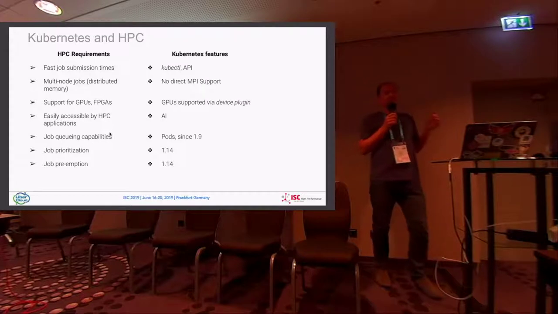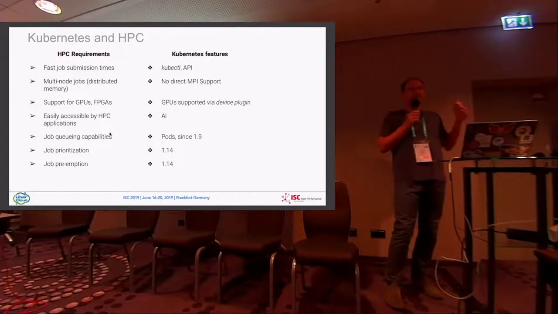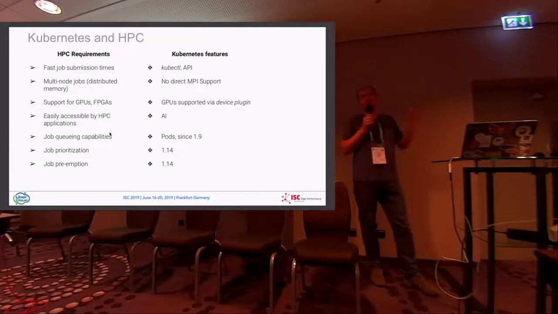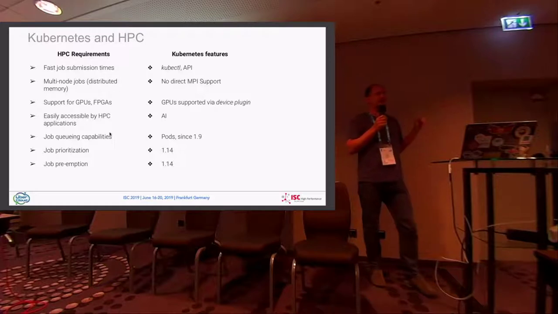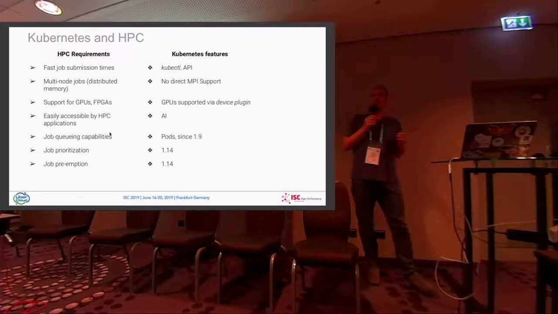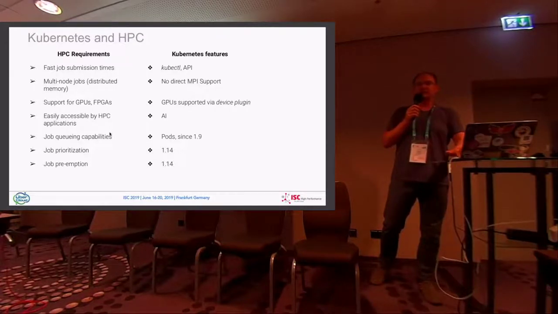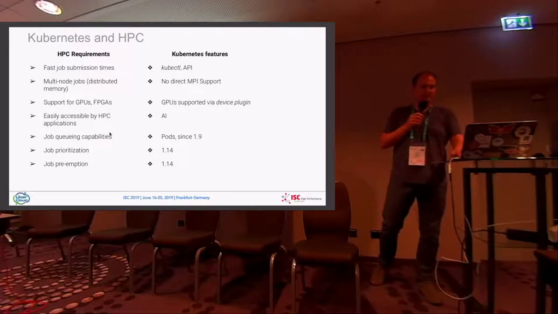Do we have job prioritization? Again, yes. Since 1.14, we have that, but this is also very, very limited. So you have just something like priority bands, so you can create a priority class, and then you can ask for a priority class, but that's a fixed number. There is nothing like a waiting time policy or a fair share, historical fair share. Job preemption is there, but also only on pod level, which is completely different than preempting an MPI job.